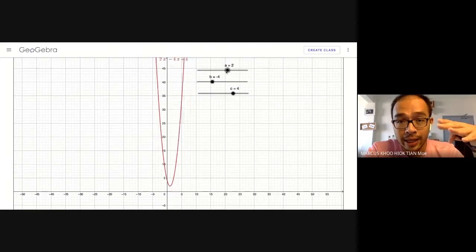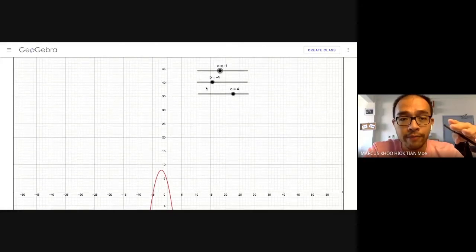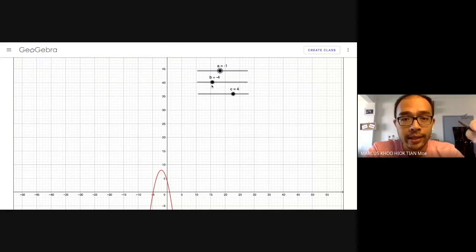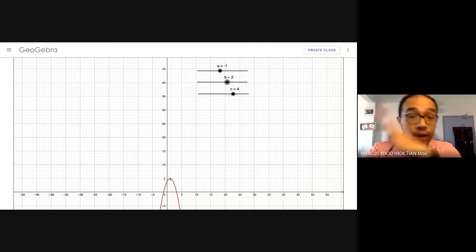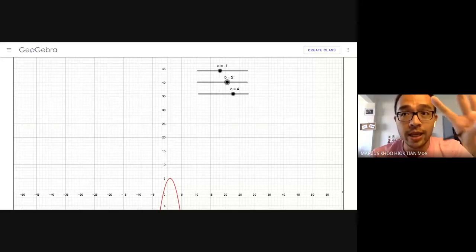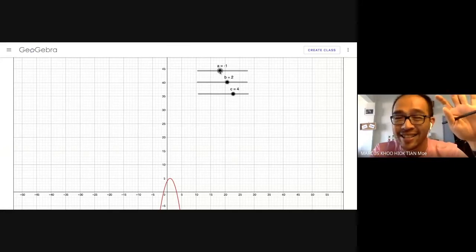Kalau A adalah negatif, maximum graph bahkan. Okay, A negative, B negative, maximum point is on the left side. A negative, B positive, the maximum point is on the right side, sebelah positif. Okay, so ada 4 situasi ni guys. Ada 4 situasi yang melibatkan nombor A dan nombor B. I repeat banyak kali saya ulang.